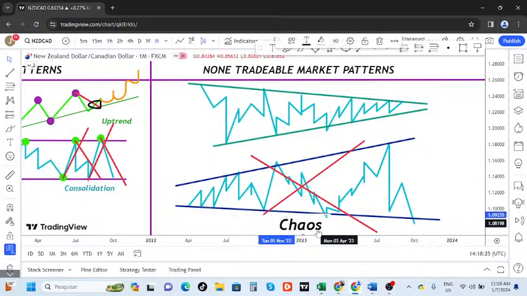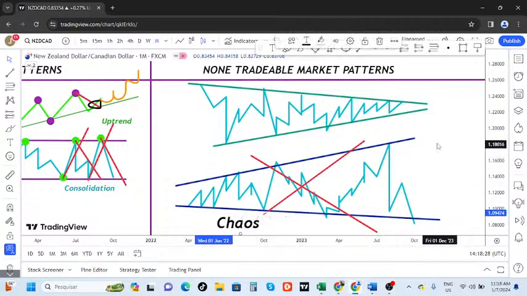All right, guys, it's absolutely a stay out market. It's called chaos, because you're never going to know where to put your stop loss, and you're never going to know what the market is doing. So for me, this is a complete stay out.